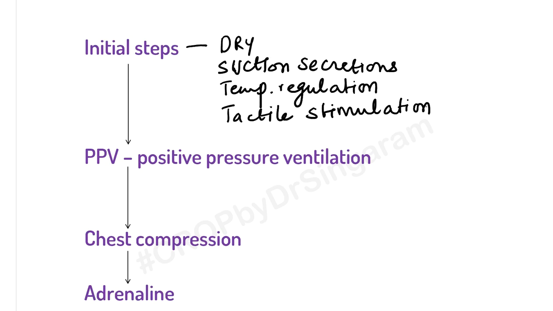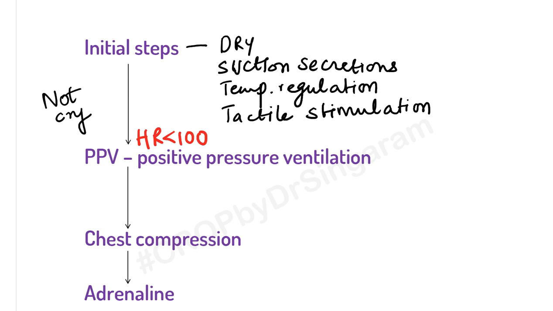After the initial steps, most babies usually cry. However, unfortunately, even after the initial steps, if the baby is not crying, then you have to go for the next steps. The next step would include positive pressure ventilation. Please remember a very important question they can ask you: what is the indication for positive pressure ventilation? Of course, not crying after the initial steps. And the second important indication to be remembered is heart rate less than 100. That's an indication for positive pressure ventilation.